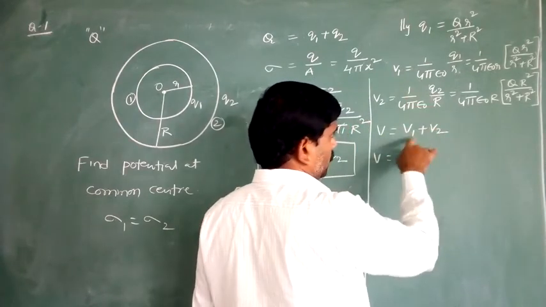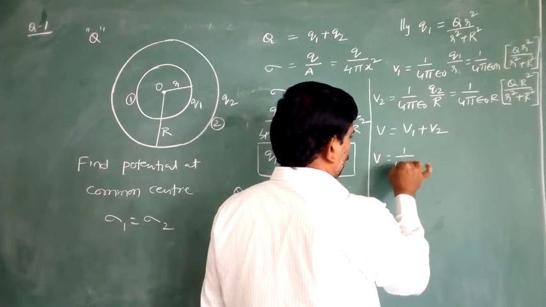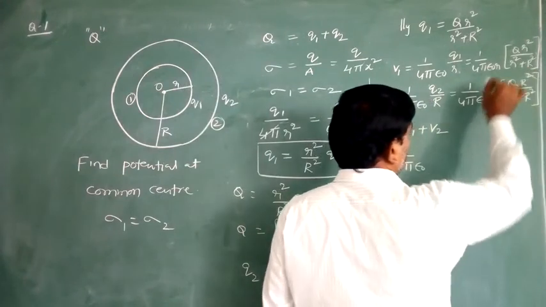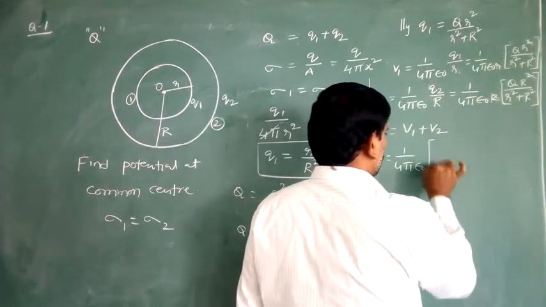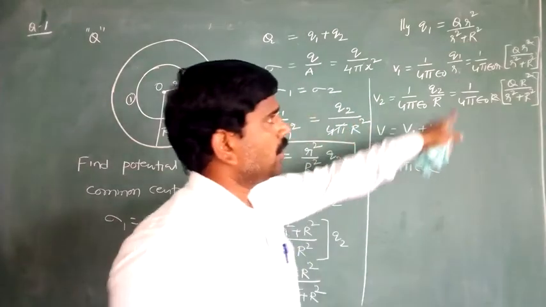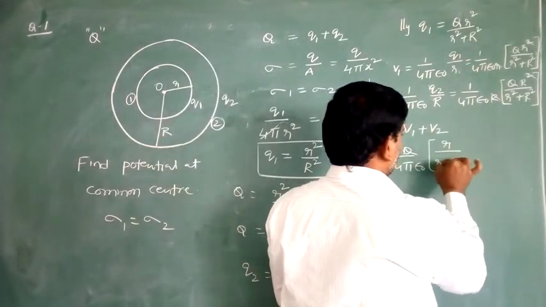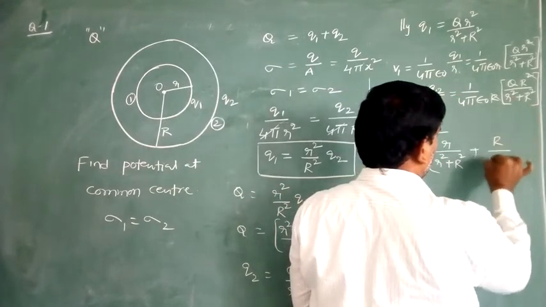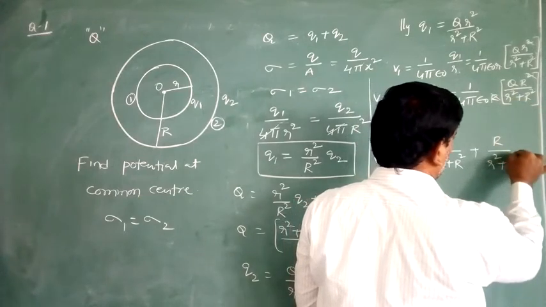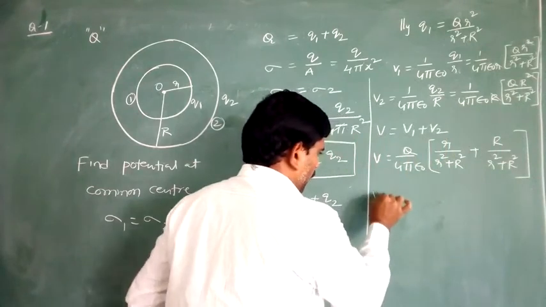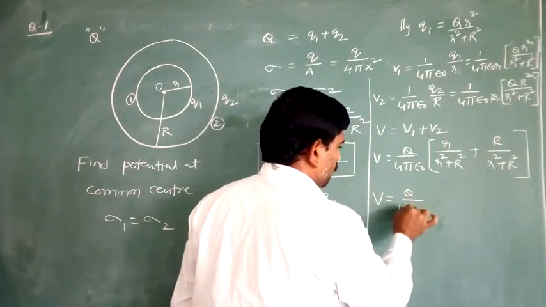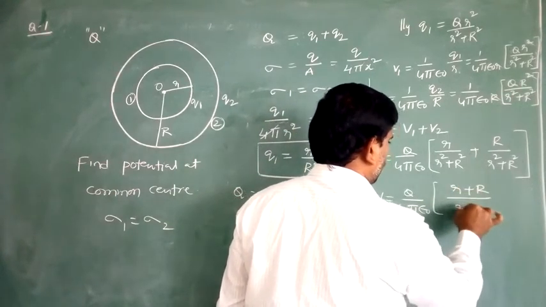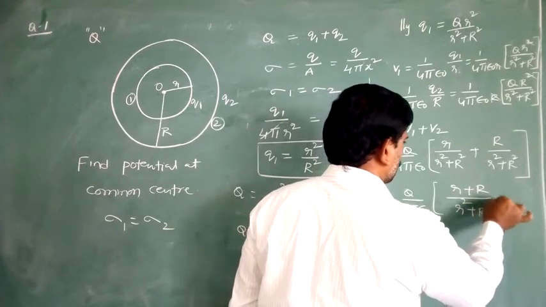Therefore V is equal to, which one is common here? 1 by 4 pi epsilon naught is the common term. Here this one is cancelled and here is also cancelled. So Q is also common, that is small r by small r square plus capital R square, plus here capital R by small r square plus capital R square. So therefore potential at the common center is equal to Q by 4 pi epsilon naught into small r plus capital R by small r square plus capital R square.